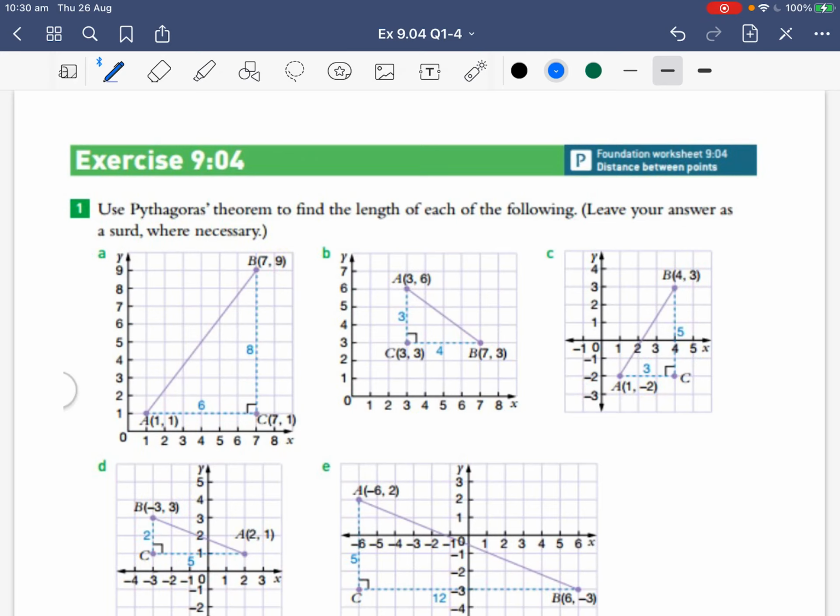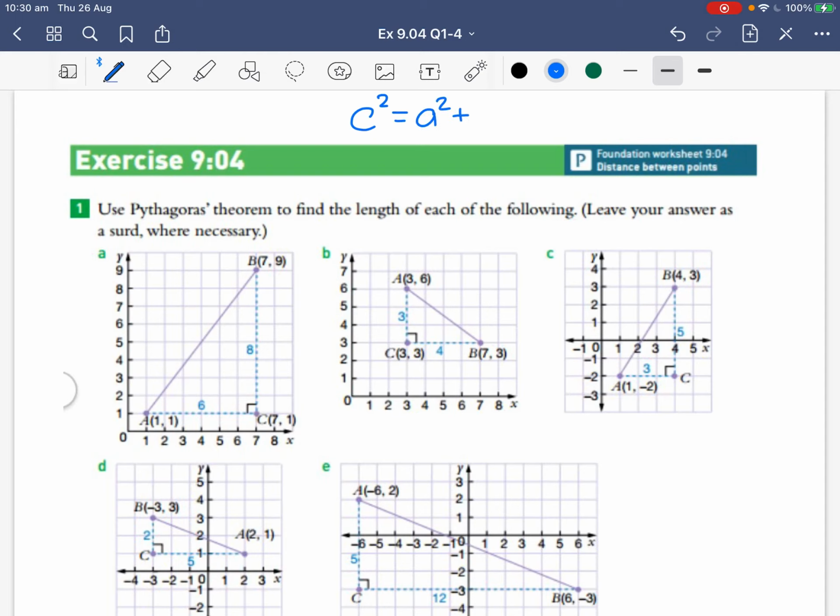Okay, today what we're going to look at is exercise 904. Exercise 904 is talking about the length of an interval. An interval is a line that is between 2 points. So what we're going to do is use Pythagoras' theorem to find the length of the following intervals, and we're leaving our answer as a surd, so in the square root form where necessary.